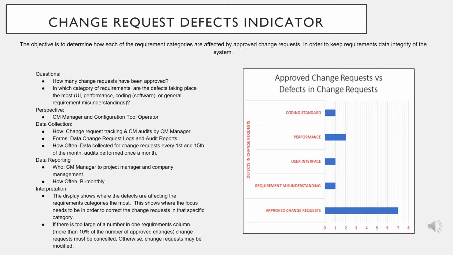The display shows where the defects are affecting the requirements categories the most. This shows where the focus needs to be in order to correct the change request in that specific category. If there is too large a number in one requirement column, more than 10% of the number of approved changes, the change request must be cancelled. Otherwise, the change request may be modified.